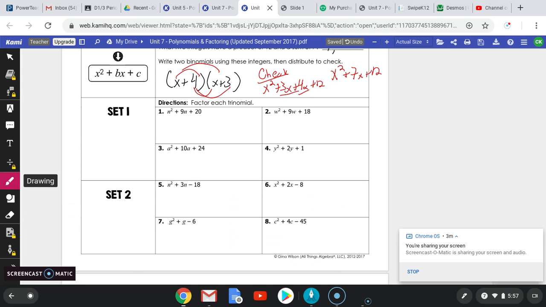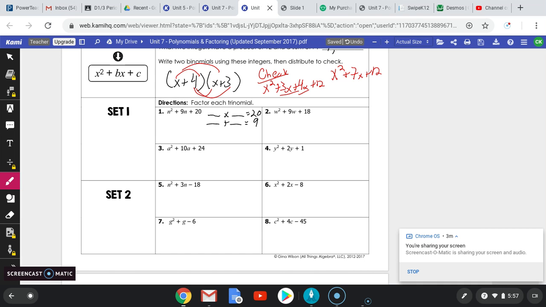So as you can see here, there are different sets, in other words, different ways we can have a problem. For example, if I have plus plus, which is usually the easiest one, I'm just going to think of what two numbers multiply to 20, and those same two numbers add to give you 9. So the first thing you want to do is think of numbers that multiply to 20.